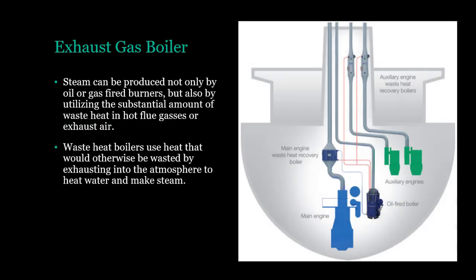Exhaust gas boiler. Steam can be produced not only by oil or gas-fired burners, but also by utilizing the substantial amount of waste heat in hot flue gases or exhaust air. Waste heat boilers use heat that would otherwise be wasted by exhausting into the atmosphere to heat water and make steam.